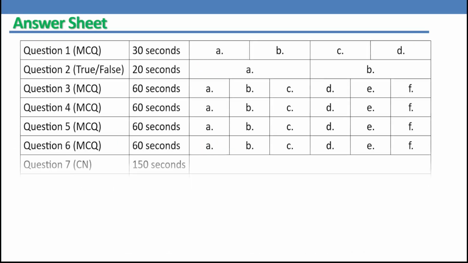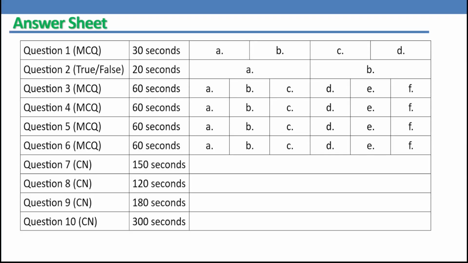Before you start the quiz, you need this answer sheet. That one is for 10 questions. It includes the type of the questions and the time for each question. And then you are going to add your selection here. And for questions 7 to 10, you are going to add your answer. So either take an image of that one or copy that one to your notes.